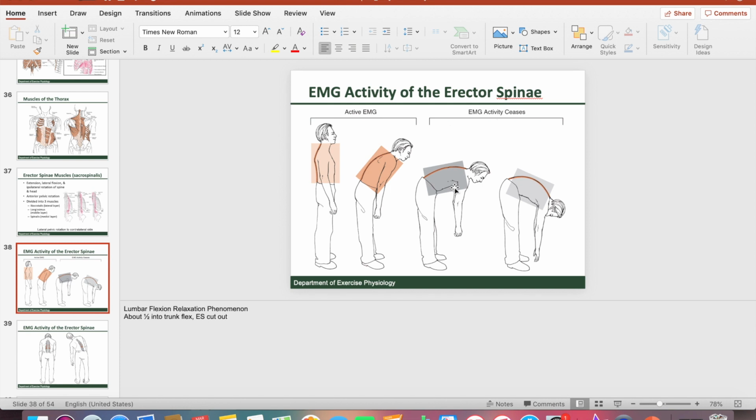So it's quite important, and this is a huge reason why you always hear people say lift with your legs, not with your back. When the trunk gets in this unsafe flexed position, a huge player of dynamic stability, the erector spinae, literally cuts out. When we say it cuts out about halfway into trunk flexion, the reason we say about halfway is that it's different for everybody, and it depends on what you've been doing throughout the day. There's a really neat study that used individuals who literally just sat at their desk for an extended period of time. It was about 4 hours.